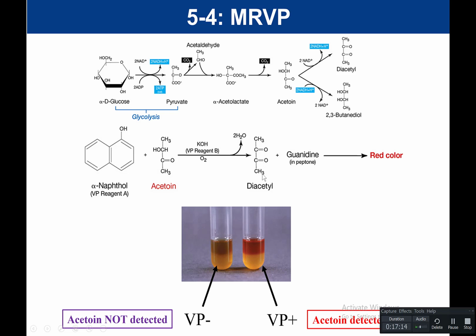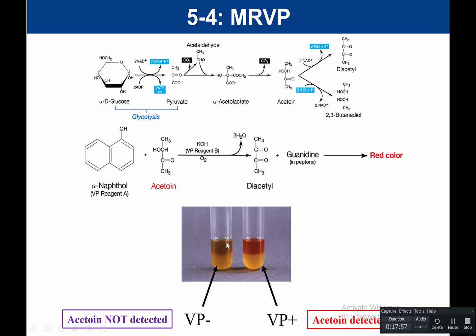What I want you to take home from the VP test is that we will be detecting the presence of acetoin. If acetoin is present, the tube will turn pink red. There are two reagents, VPA and VPB. And again, those will change color with the acetoin. And so VP positive would have pink red. And what that tells us is that acetoin was detected. Acetoin is present. And so the VP caused the tube to turn red in color.